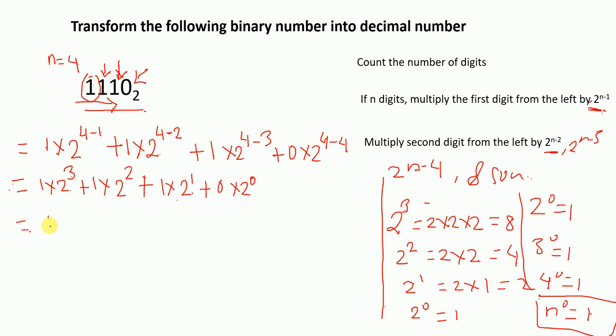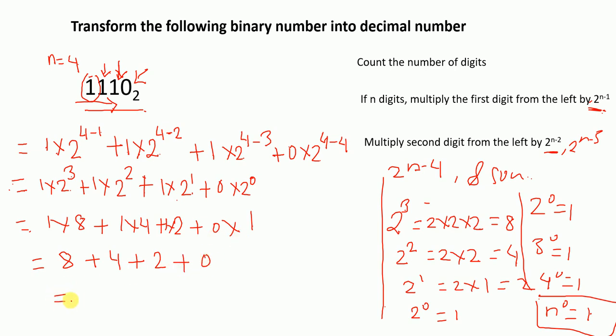Then we can simply put in the values for these powers of 2. So 1 times 2 to the power 3 is 8, plus 1 times 2 to the power 2 is 4, plus 1 times 2 to the power 1 is 2, plus 0 times 2 to the power 0 is 1. Simplifying: 8 times 1 is 8, plus 4 times 1 is 4, plus 1 times 2 is 2, plus 0 times 1 is 0. So this is 8 plus 4 is 12, plus 2 is 14. This is the answer, guys. So when we convert this binary number 1110 into a decimal number, this is the answer.